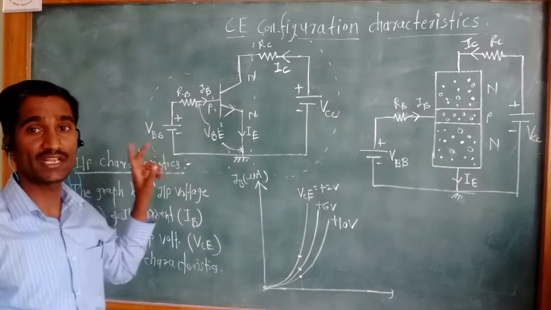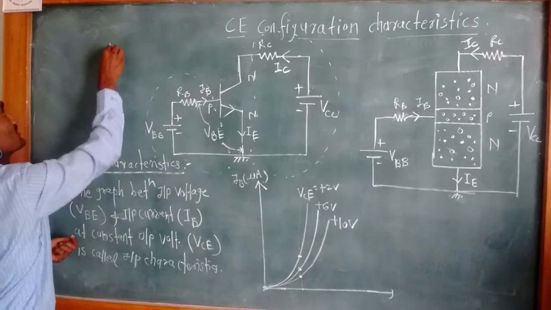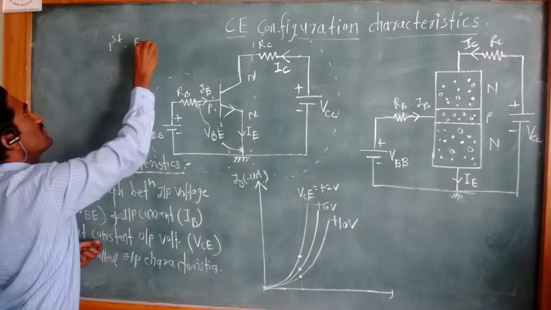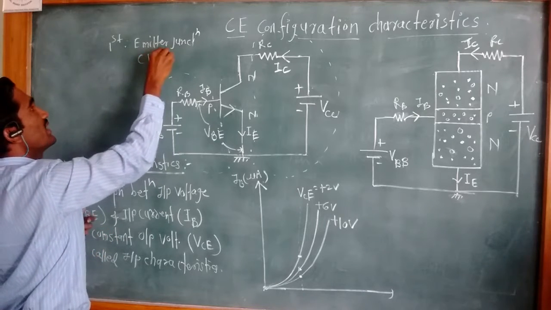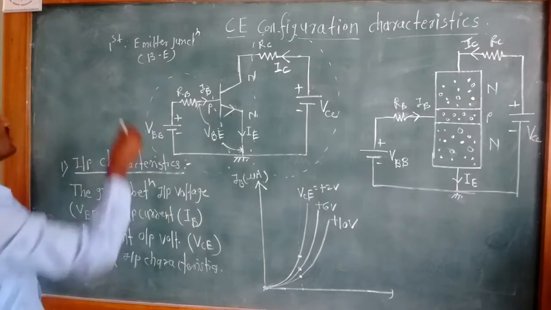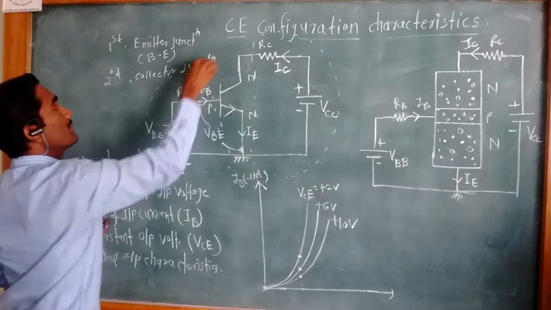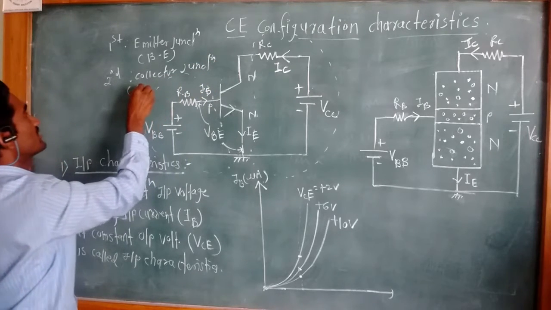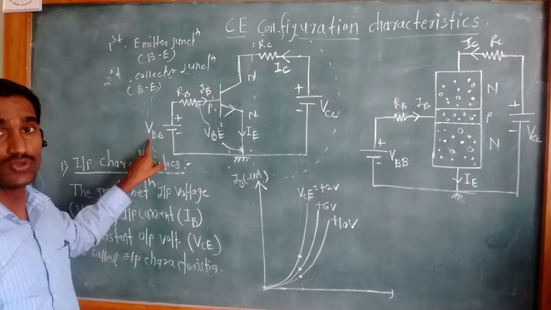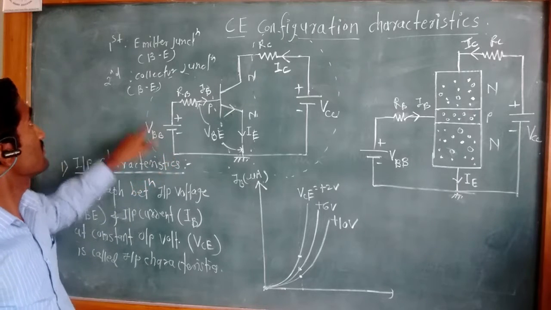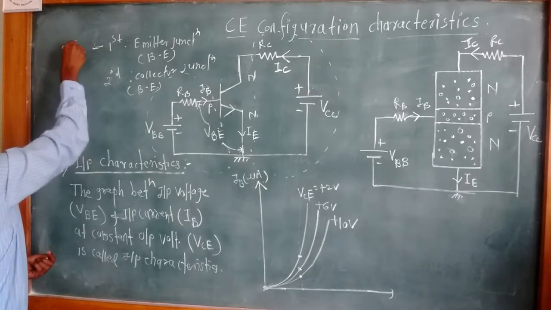The polarity of these batteries is such that the first junction of the transistor, that is the emitter junction, nothing but the junction between the base and the emitter, and the second junction is the collector junction, that is nothing but the base and the collector. So we apply the base voltage VBB in such a way that the first junction becomes forward biased.